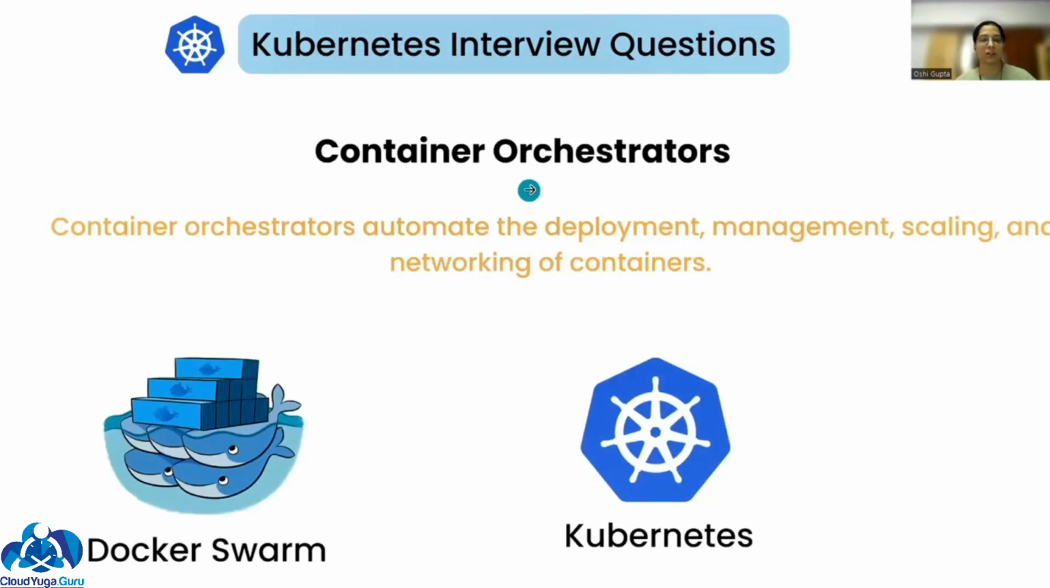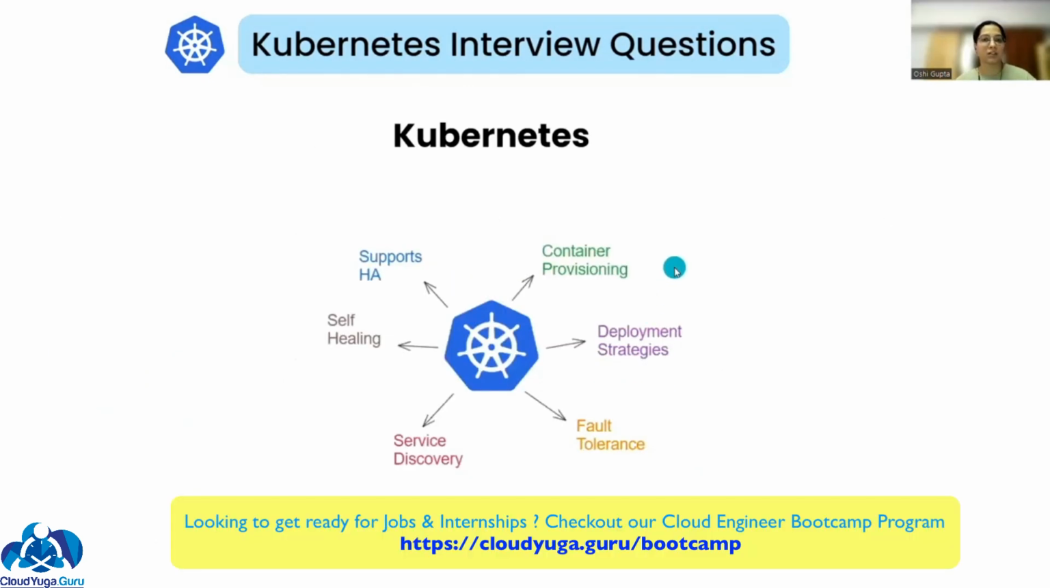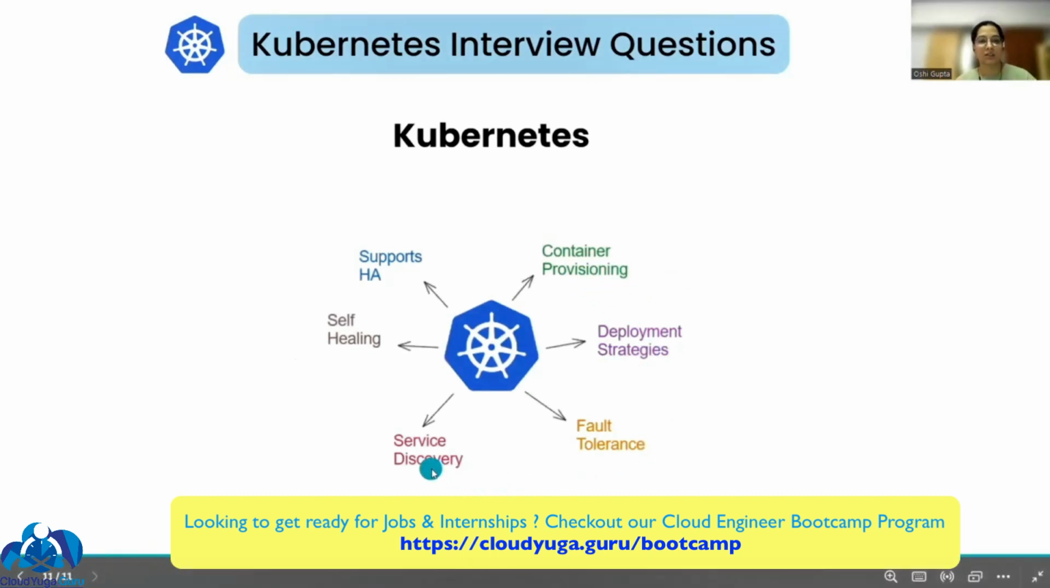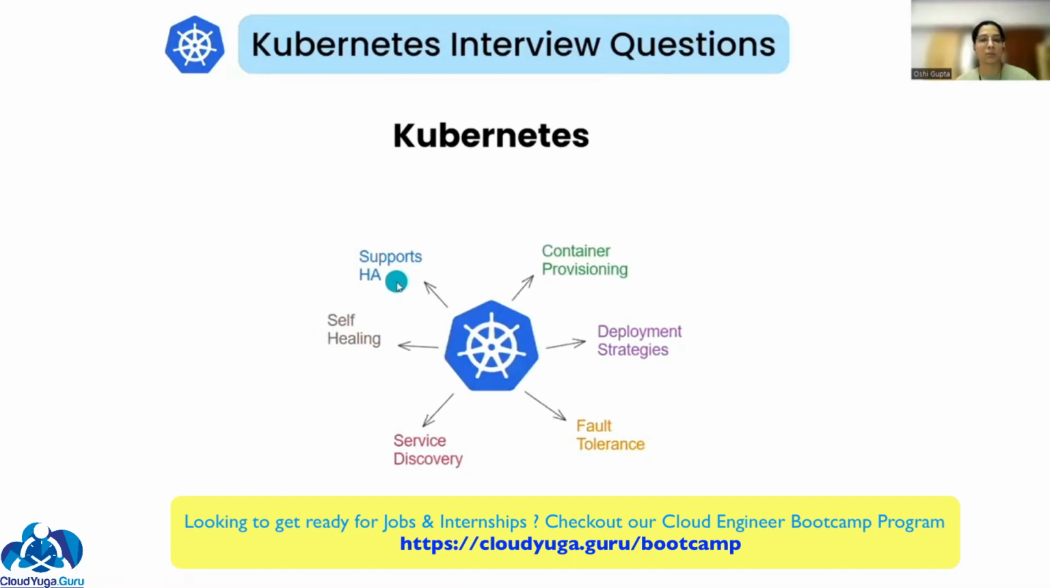Container orchestrators automate the deployment, management, scaling, and networking of containers. Docker introduced Docker Swarm as a container orchestrator, but it has not got much adoption by the community. So over time, Kubernetes has become the de facto standard for container orchestrators because Kubernetes has rich features such as container provisioning, deployment strategies, fault tolerance, service discovery, self-healing, and it also supports high availability. Along with this, it also gives the facility of extending the capabilities of the Kubernetes API.